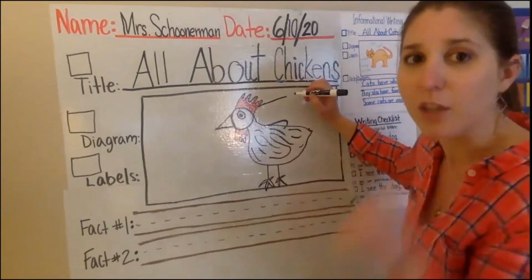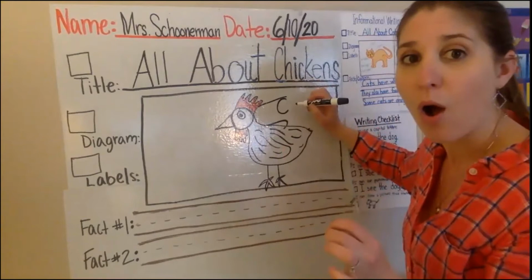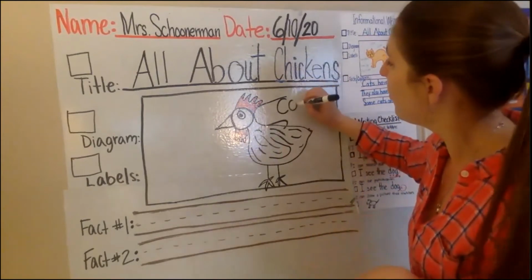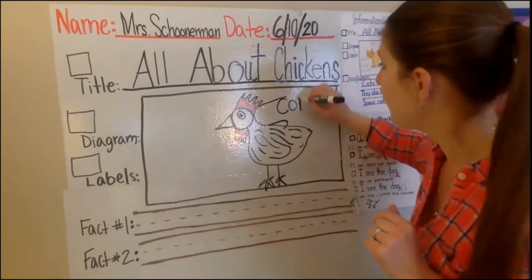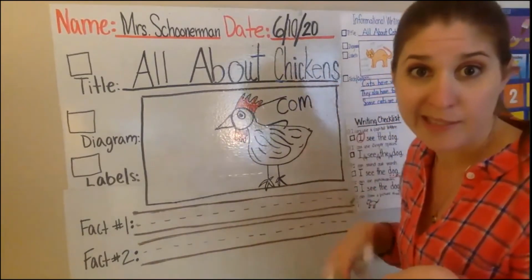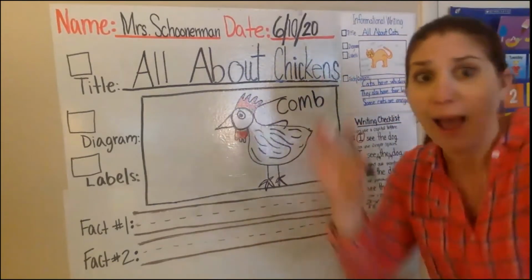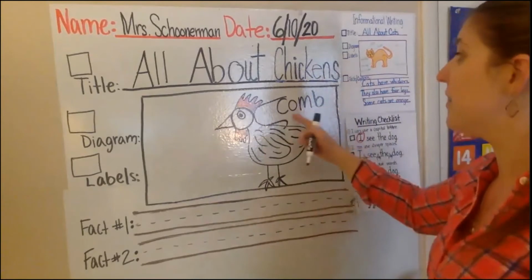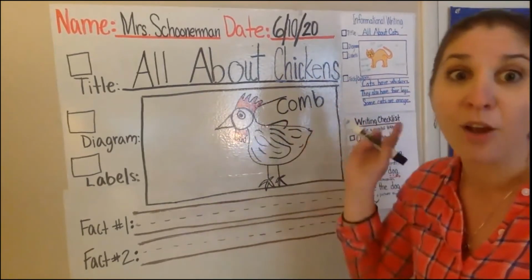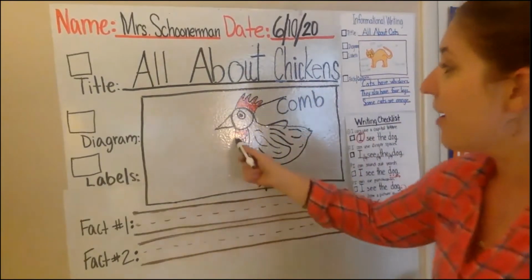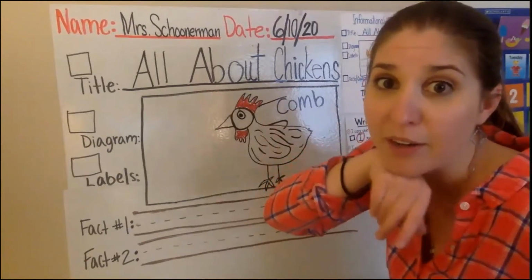Comb. C. O. M. And then this is really silly. There is a B at the end. You cannot hear that B. I don't know, but it's there. This is how to spell comb. C-O-M-B. Comb.